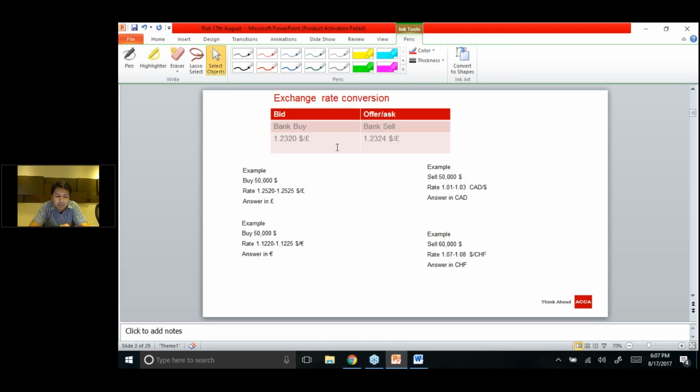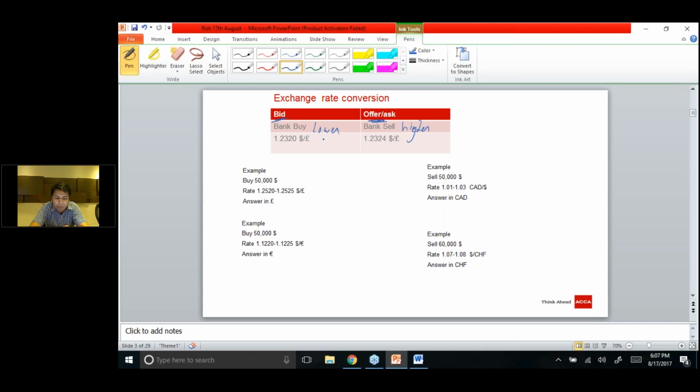Actually, there are two rates for the currency. One is the bid rate and the second is the offer or ask rate. Bid rate is normally a lower rate and offer rate is normally a higher rate. Bank will buy at the lower rate and bank will sell at the higher rate.